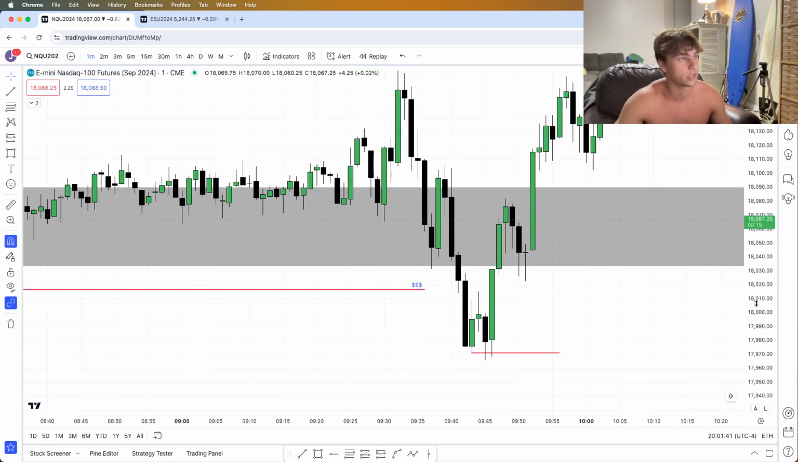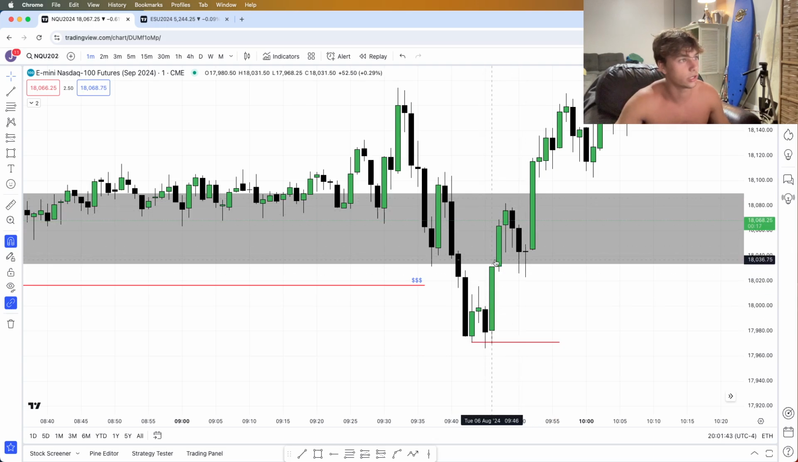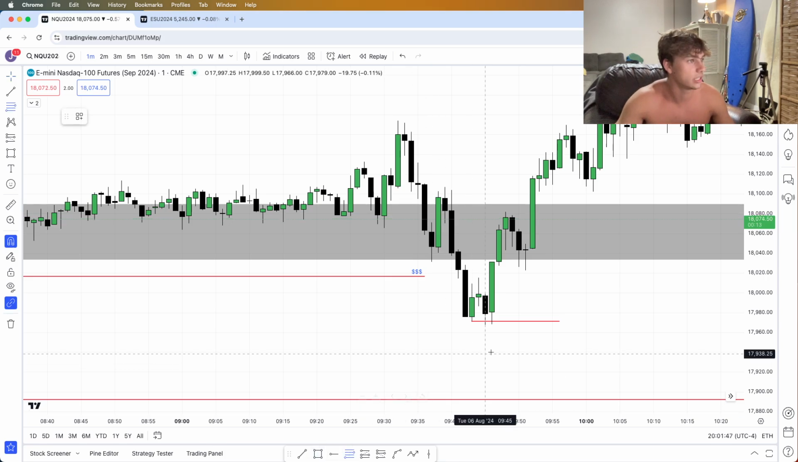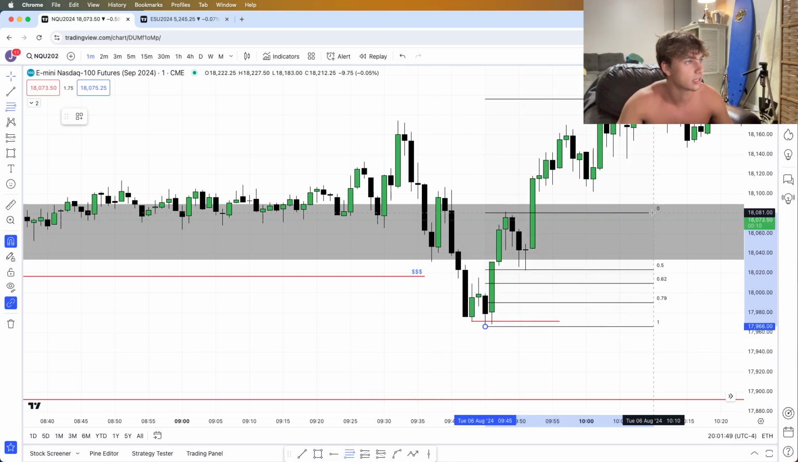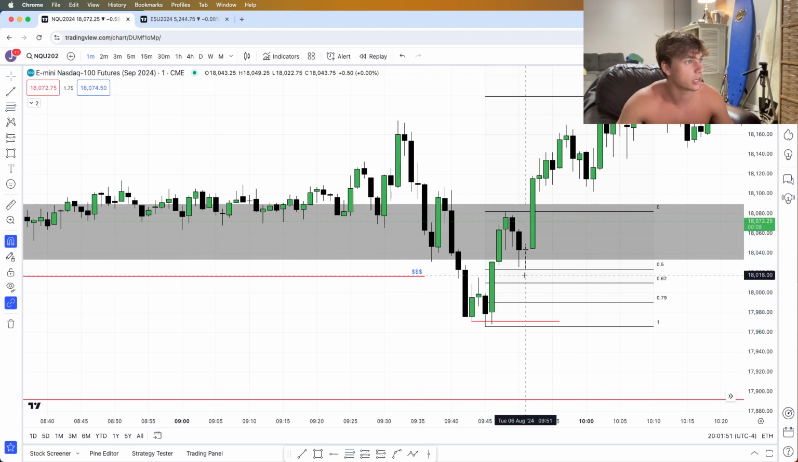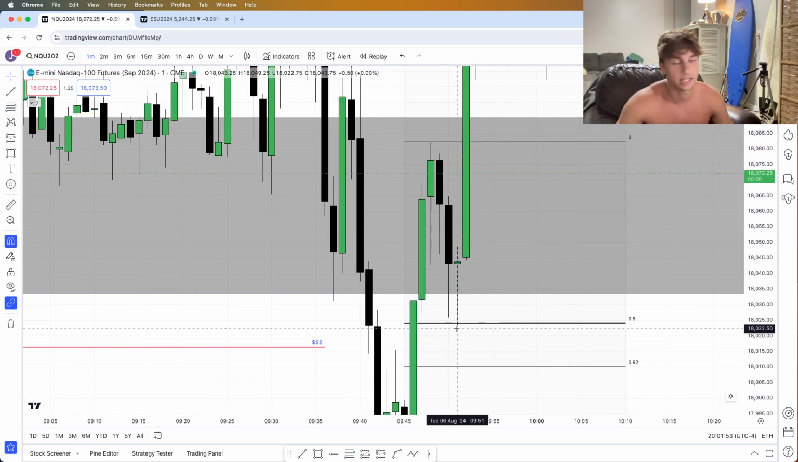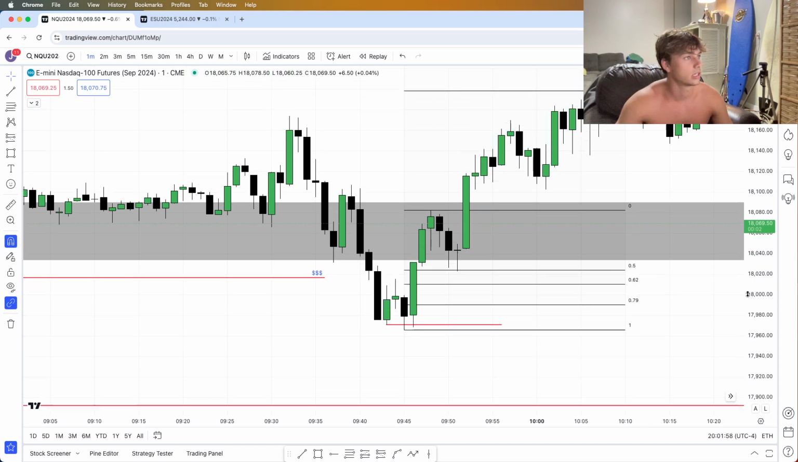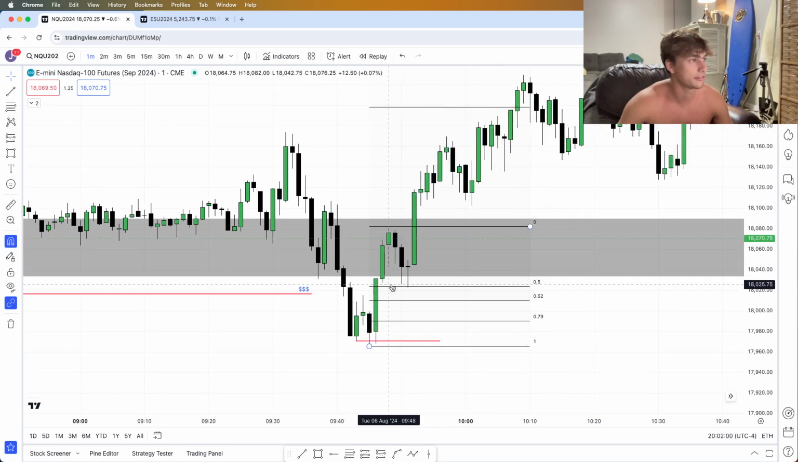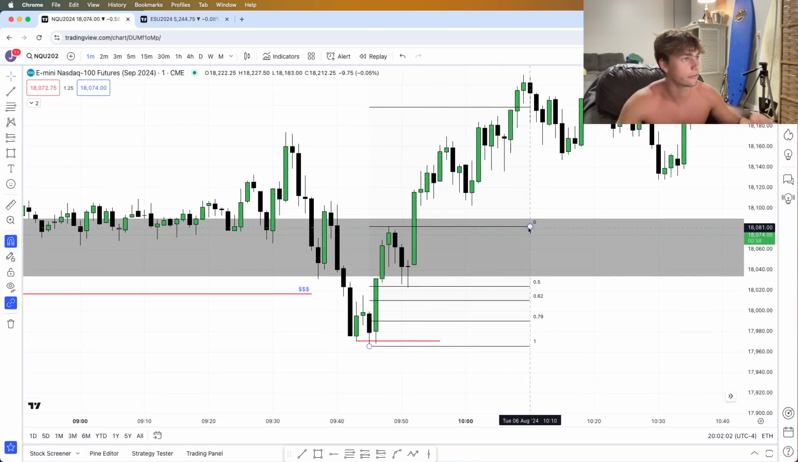So we get displacement to the upside. We hold the first imbalance and the second imbalance. We actually hit equilibrium to the tick right here. To the tick, we hit equilibrium of this expansion up, right? And then we hold the first fair value gap and we make another fair value gap.